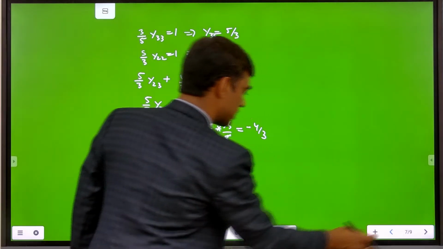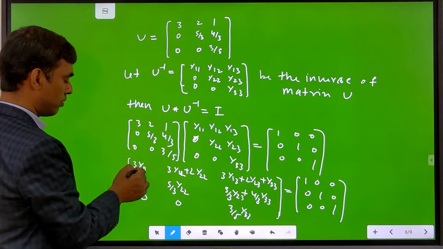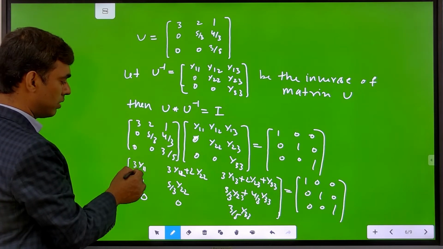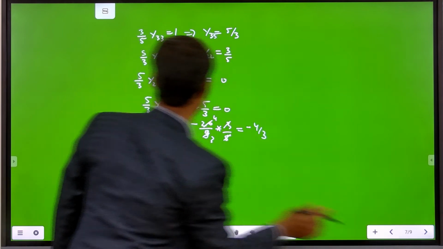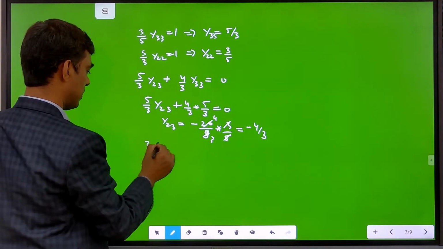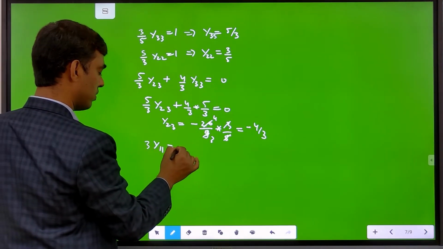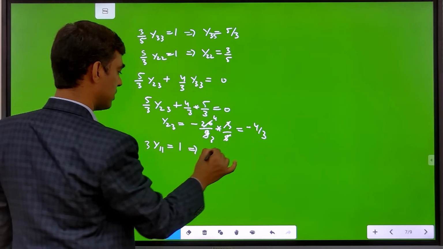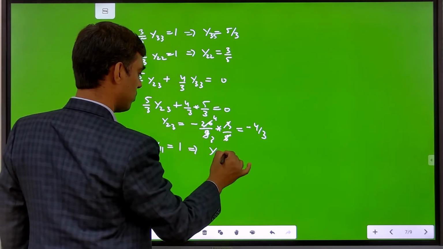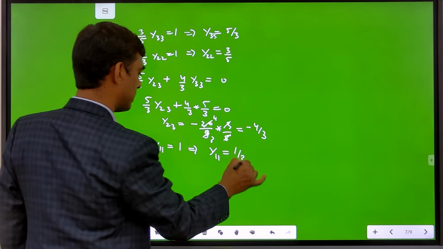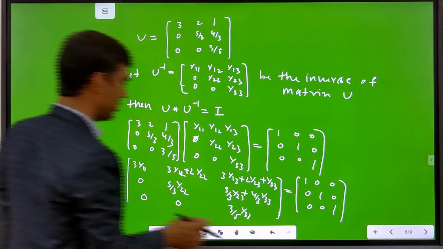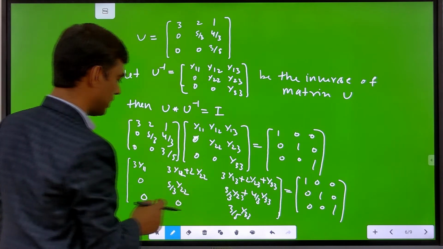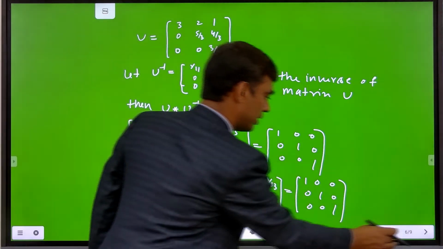Similarly, we compare the first row. What is the value of y11? 3y11 equals 1, so y11 equals 1/3. Similarly, second row, second element: 3y12 plus 2y22.